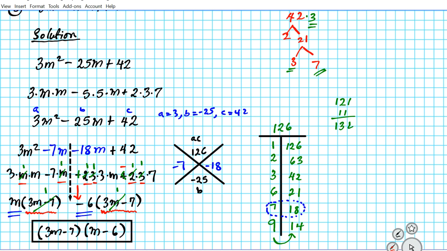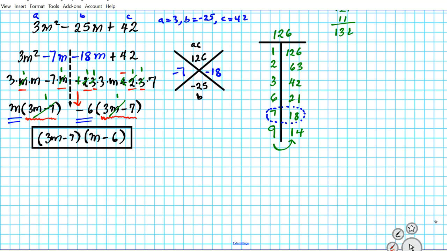You can write it in this form, 3m minus 7 times quantity m minus 6, or you can reverse the order. Since multiplication commutes, you can also write it as m minus 6 times the quantity 3m minus 7. So there you have it.